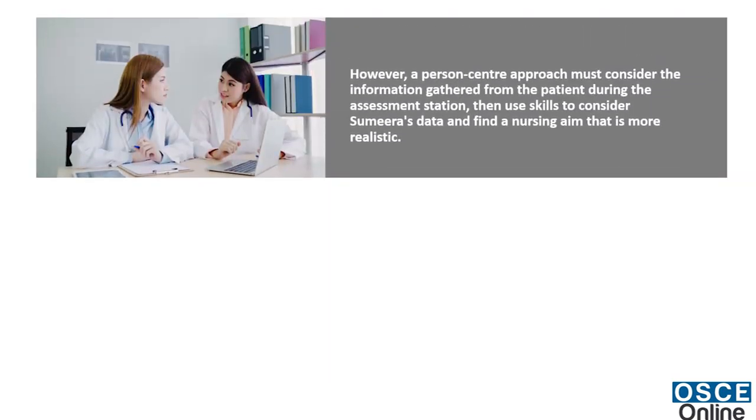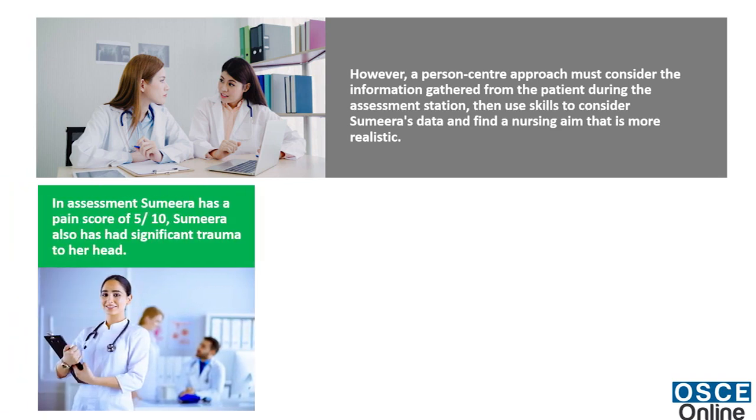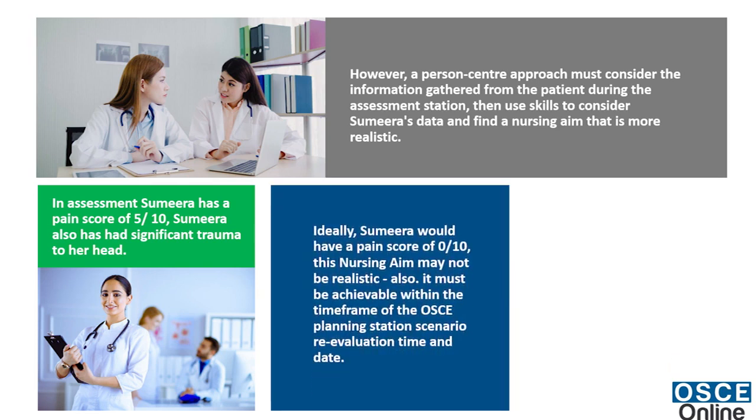However, a person-centered approach must consider the information gathered from the patient during the assessment station, then use skills to consider Sumira's data and find a nursing aim that is more realistic. In assessment, Sumira has a pain score of 5 out of 10. Sumira also has had significant trauma to her head. Ideally, Sumira would have a pain score of 0 out of 10. This nursing aim may not be realistic.